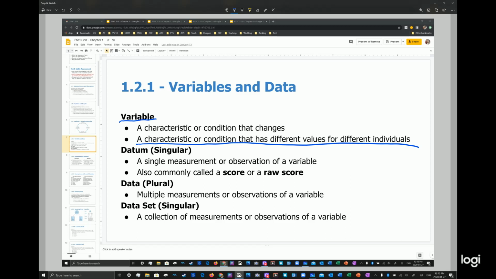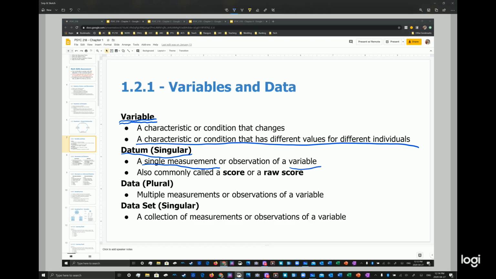Although, if we wanted to ask that, we would have to see that for real, whether that's actually true or not. But as a whole, the definition of a variable is that it's a characteristic or condition that changes or has different values for different people. And when we measure the variables, we get data. Using formal English, the singular form of data is datum, a single measurement about a variable.